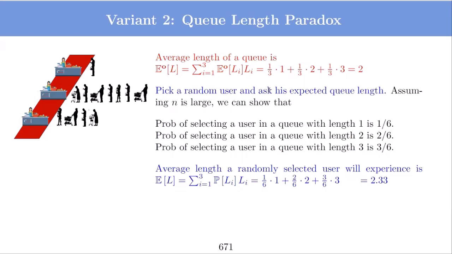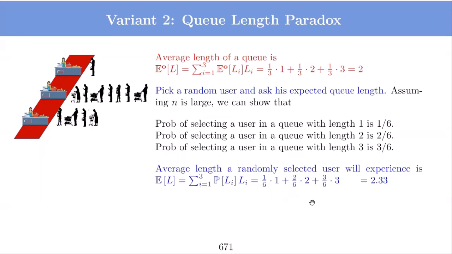If I pick a random user and ask for the expected queue length, assuming n is large, you can show that the probability of selecting a user in a queue with length 1 is 1 by 6, with length 2 is 2 by 6, and with length 3 is 3 by 6. So the average length a randomly selected user will experience is 1 into 1 by 6 plus 2 into 2 by 6 plus 3 into 3 by 6, which comes out to be 2.33. So if you select an average person, he would say the length of his queue is 2.33, while the supermarket claims that the typical queue length is 2.